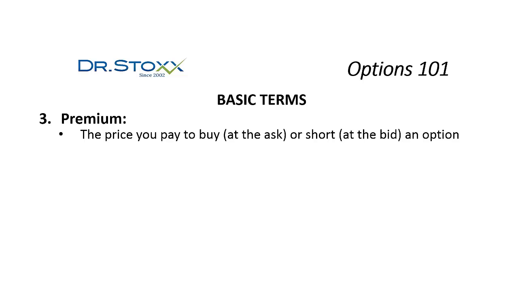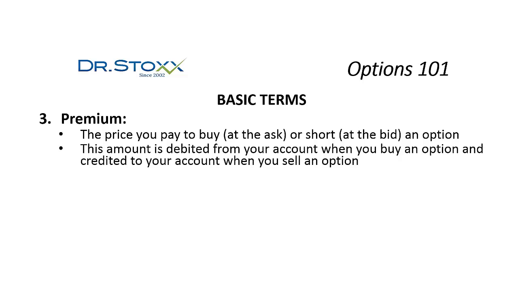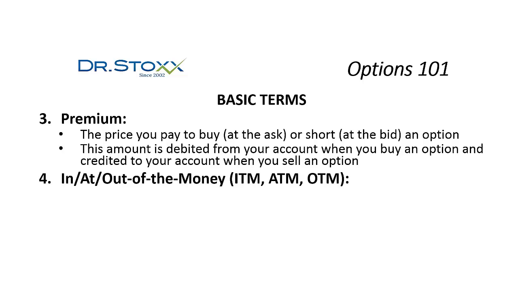Now, in many cases, and I recommend this strongly, you'll put your order price between the bid and the ask, because sometimes the spreads are quite wide, particularly if the option is not well traded. And so you'd put your limit order right between the bid and the ask, and you often will get a better price than the ask if you're buying, or better than the bid if you're selling. The amount is debited from your account when you buy an option and credited to your account when you sell an option, and that's just like the buying and selling of shares of stock.